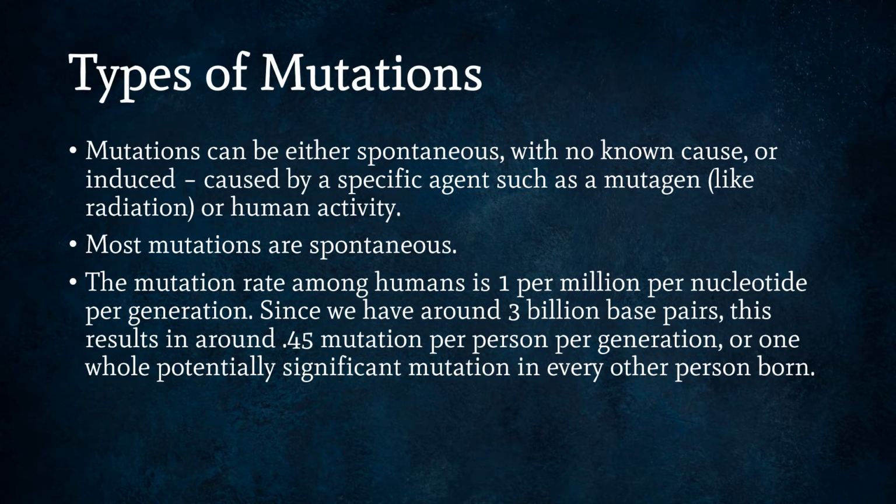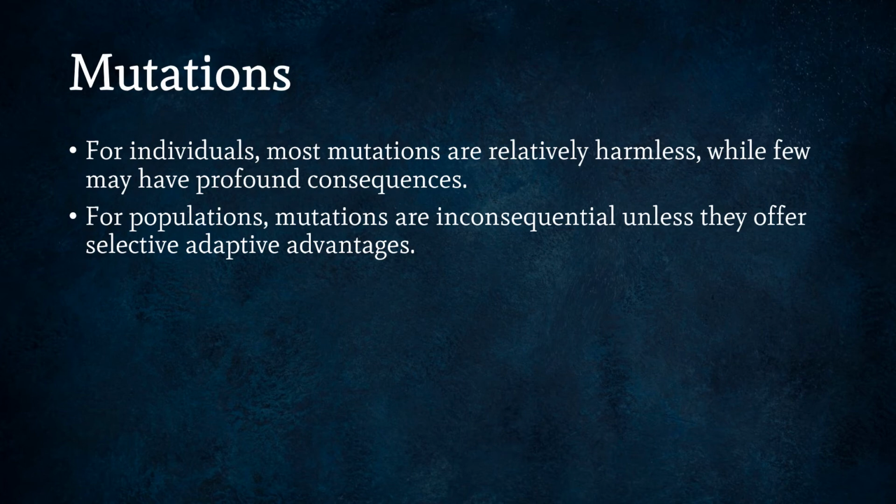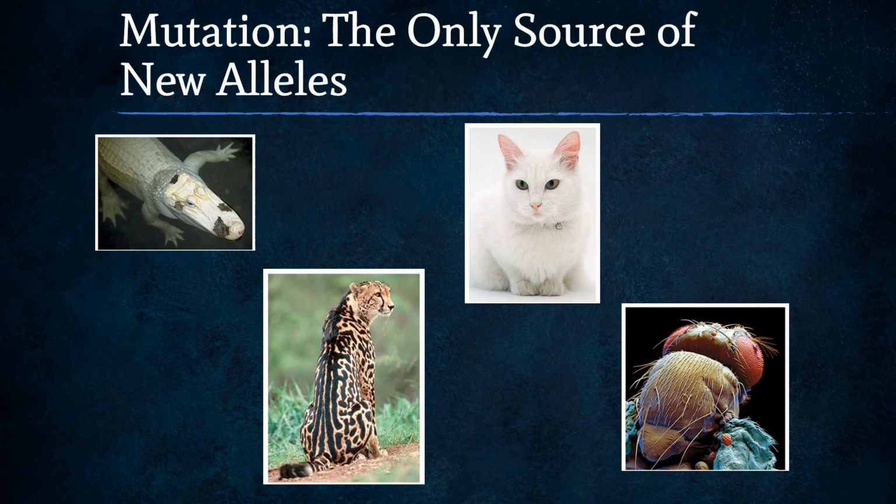So remember, we're all mutants. We've all carried these mutations. Some have been kept, some have been weeded out, and some of them don't do anything. So we all have mutations, and they happen with every generation. For individuals, most mutations are relatively harmless, while few may have profound consequences, like we discussed earlier. For populations, mutations are inconsequential unless they offer selective adaptive advantages. Remember that mutation is the only source of new genetic material or new alleles.